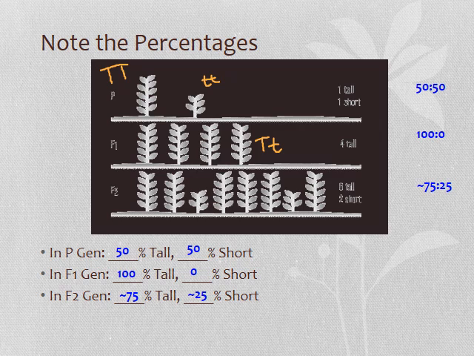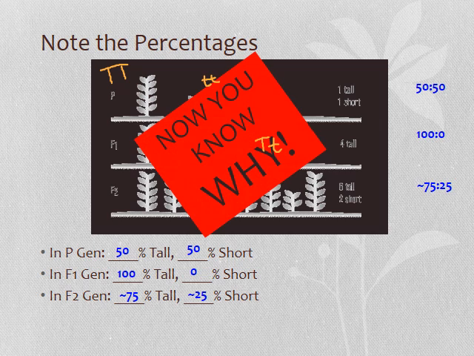Now if we cross two hybrids, remember there's a 75% chance you'll have the dominant trait and a 25% chance that you will have the recessive. So now we know why all this works. It's all about the Punnett squares, it's all about the probabilities, everyone.